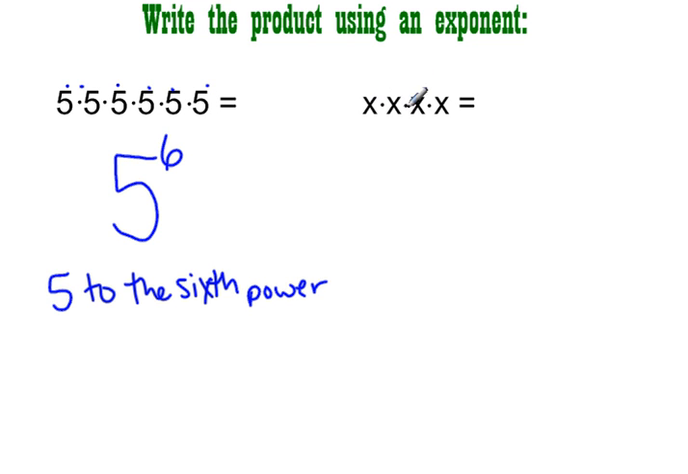And here I've shown a variable instead of a number for a base. My base is the letter x. And I have 1, 2, 3, 4 of them, so that is x to the 4th power. Again, over here, I'm not asking you to do this multiplication, and here you can't do this multiplication because we don't know what x is. We don't know what that variable is representing.